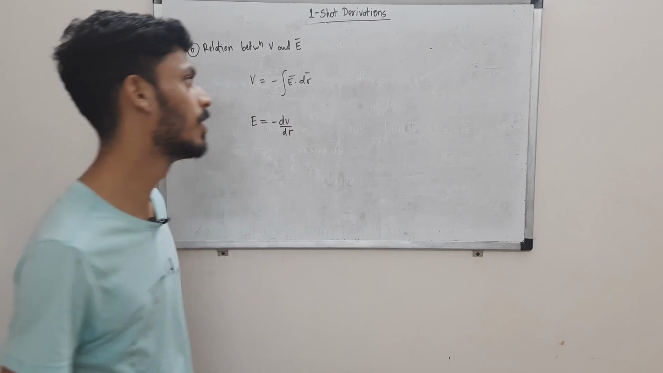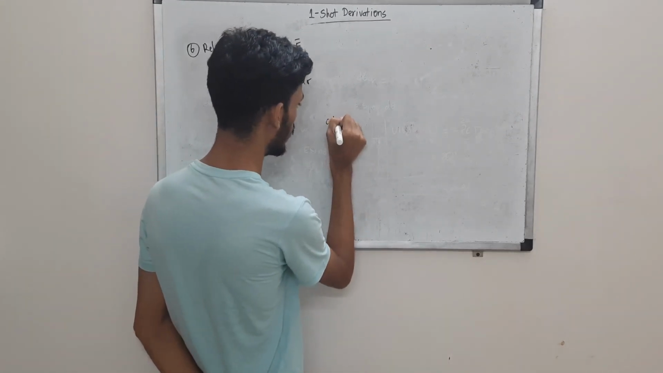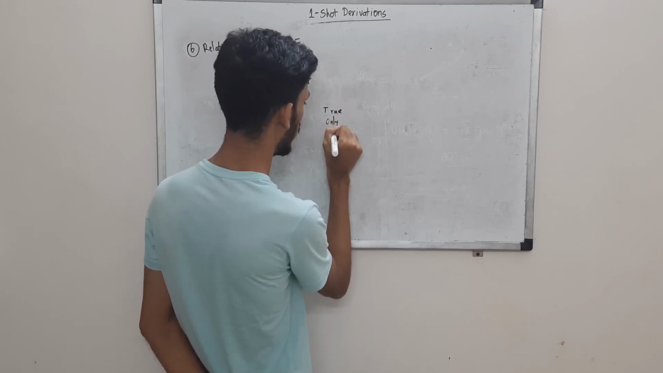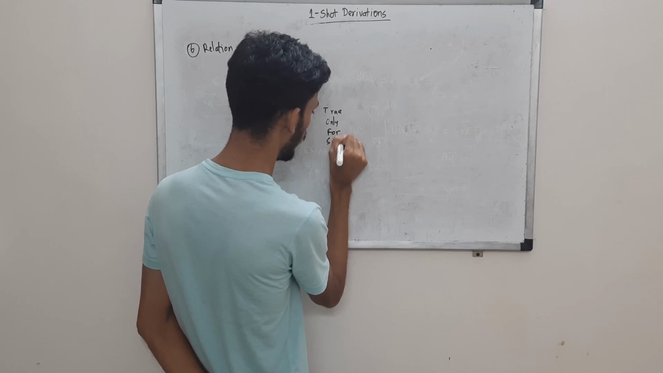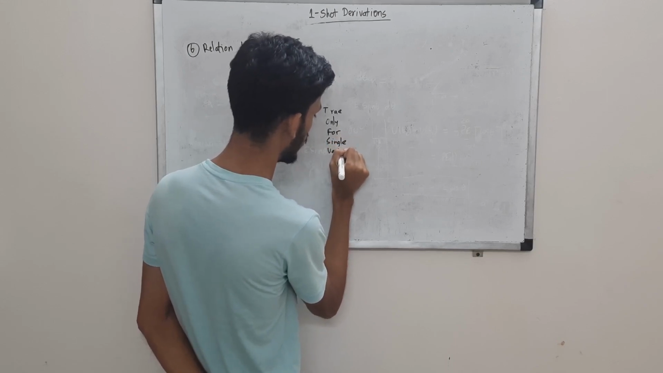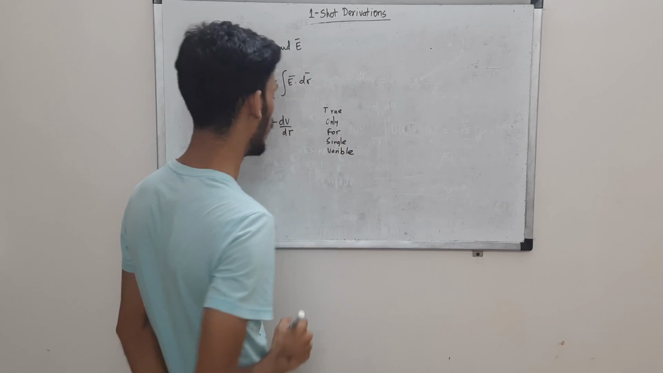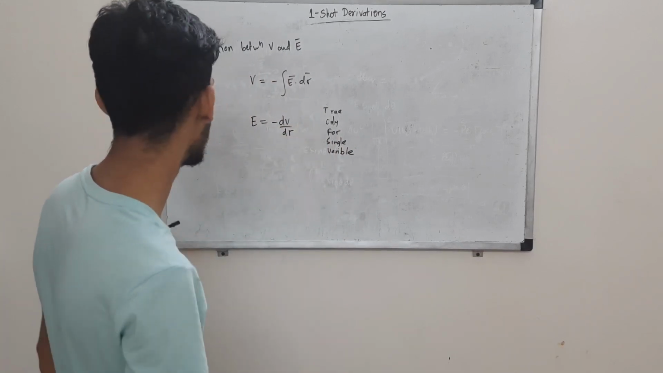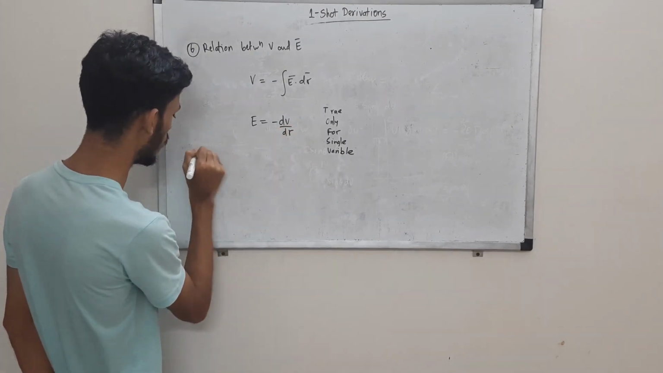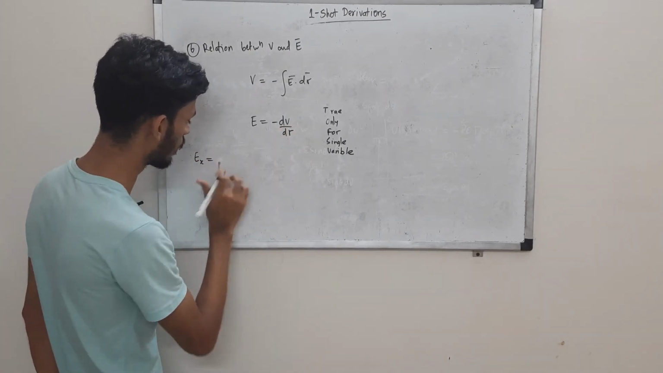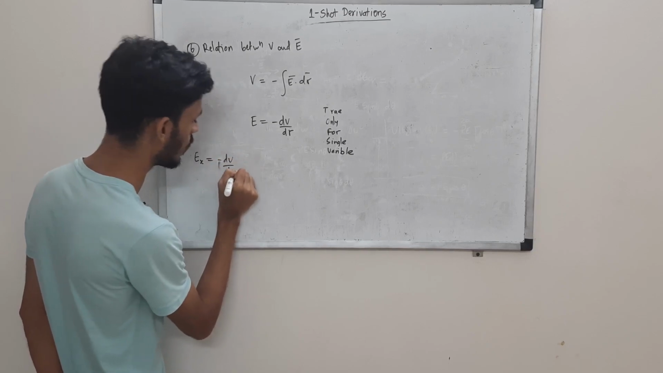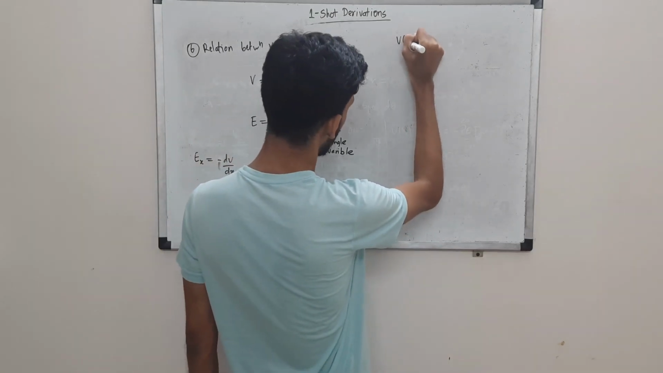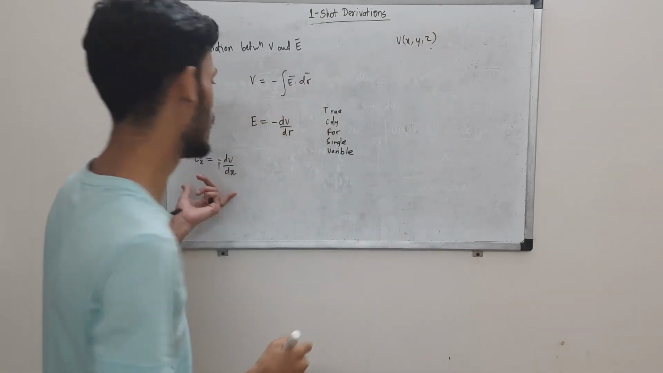Now this is however true only for a single variable. Your potential must only depend upon r. In this case, dV by dr. Suppose we take dV by dx, so Ex is defined as minus dV by dx. So your potential should have only x terms in it. If your potential has x, y, z terms, in that case this relation is not valid.